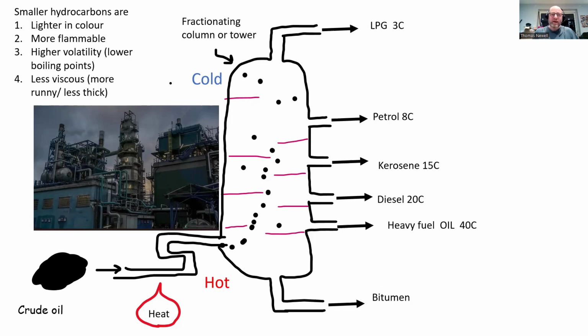And what you've got to compare them in is color. So we would say smaller hydrocarbons, if we look at LPG, it would be lighter in color than bitumen. It will be more flammable than bitumen. Higher in volatility means it evaporates easier. It has a lower boiling point than bitumen. And less viscous, viscous is a fancy name for thick. So less viscous means it's more runny or less thick. And you have to be able to describe that. So practice being able to describe that. It's a very common question.